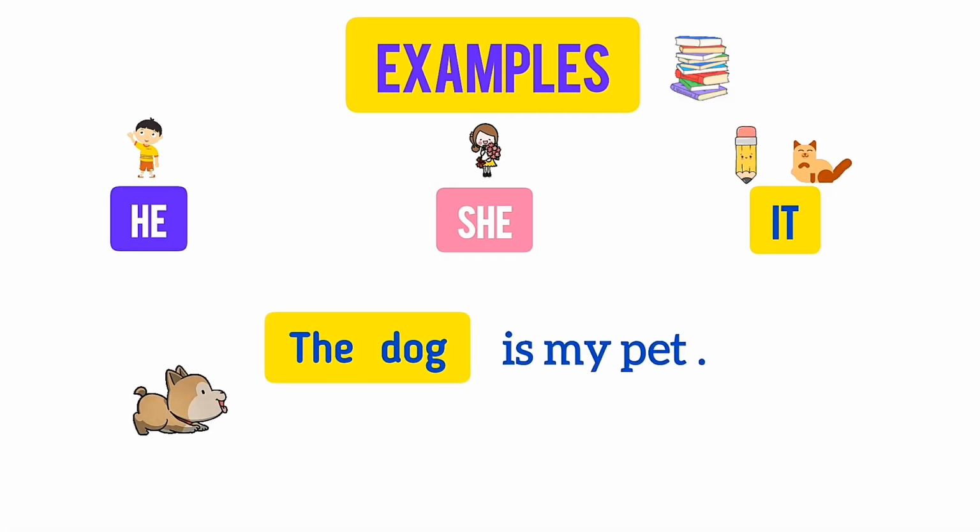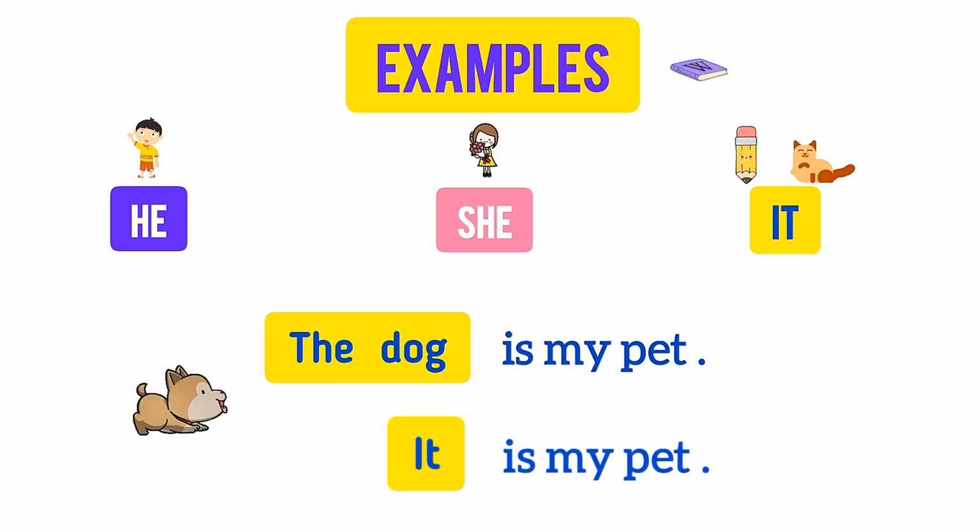The dog is my pet. The dog is an animal, so we use the pronoun it. It is my pet.